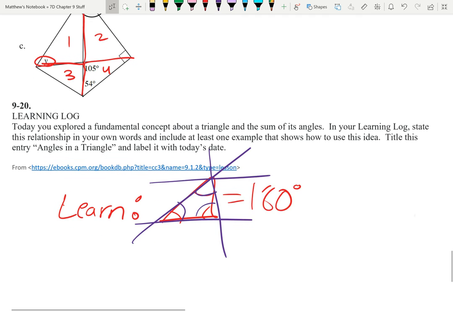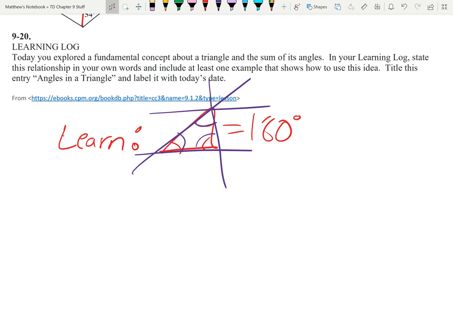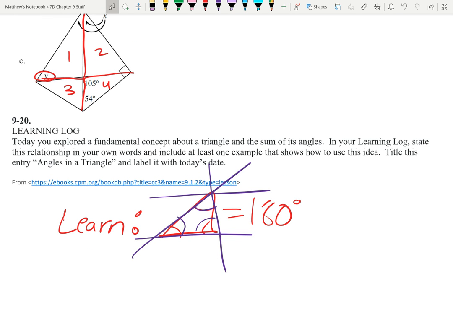All right, that is it for today's lesson. Now you're going to hop on to the review and preview. So hop back to the document to get started on that.